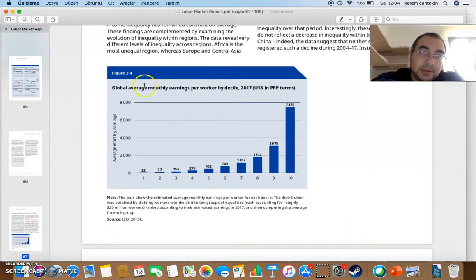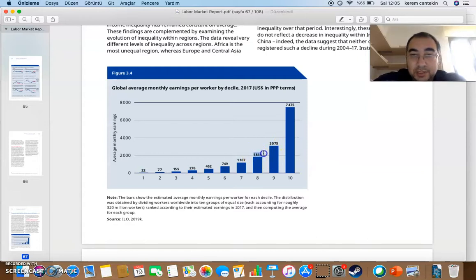And this is interesting. This is the global average monthly earnings per worker per decile, basically. Looking at that, I'm at the 8th decile, basically. This is the whole world. The 10th decile, that means the top 10%, the bottom of the top 10%, of course, is earning $7,475. That's dollars. If you want to calculate it in Turkish lira, you should multiply it with the exchange rate per month. The lowest decile is earning 22, basically. And you can see actually it is increasing. It's mostly more than doubling. I mean, although it's not that certain.